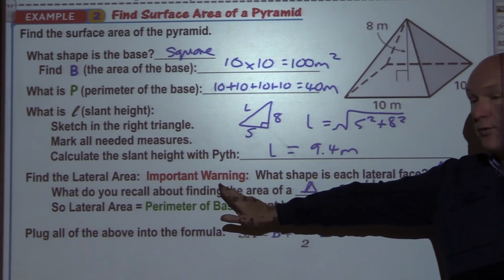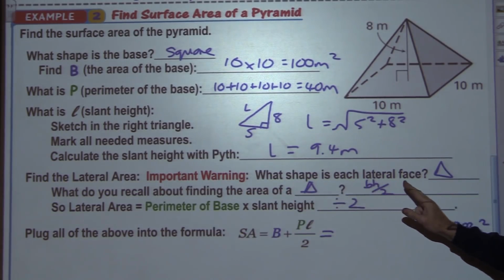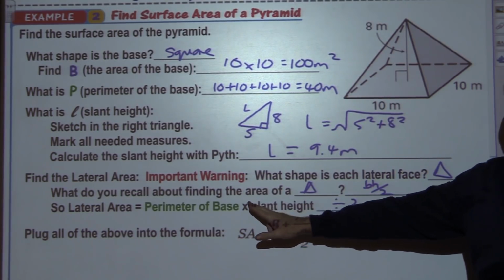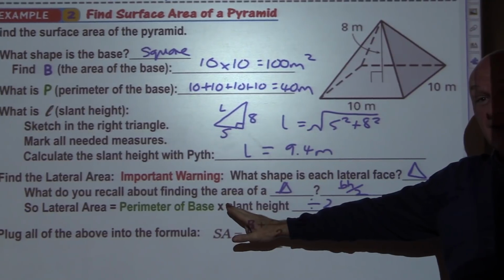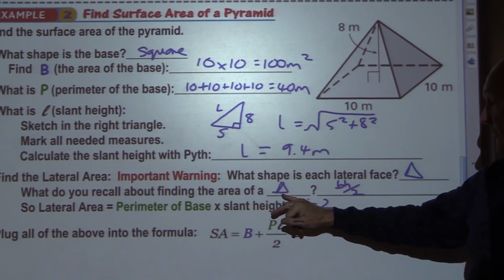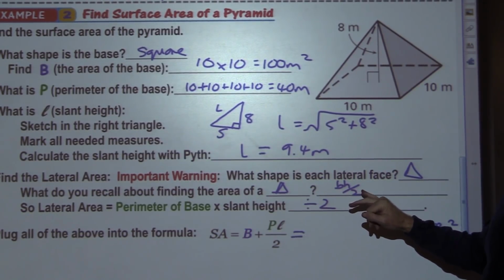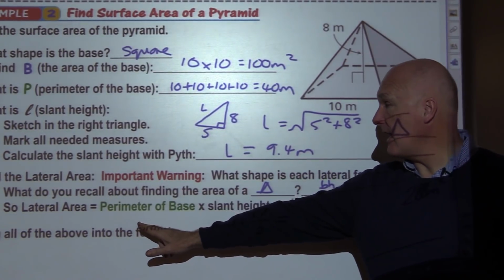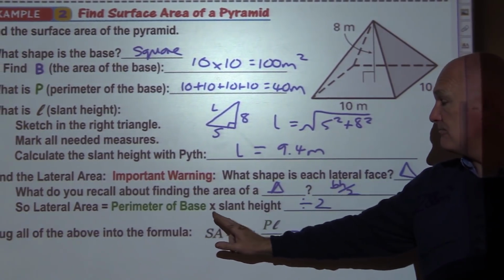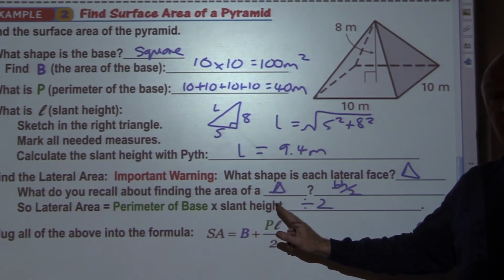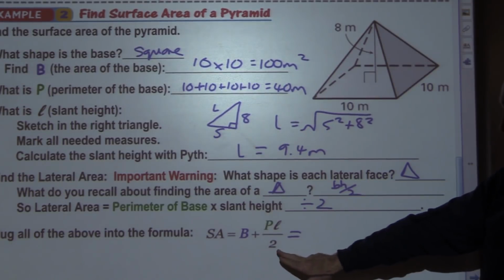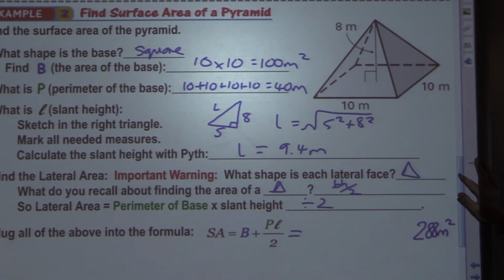Find the lateral area. Important warning. What shape is each lateral face? It's obviously a triangle, isn't it? What do you recall about finding the area? We did this back in chapter 8 with me. It was the area of a triangle is base times height divided by 2. Therefore, the lateral area is the perimeter of the base multiplied by the slant height divided by 2. And that's how we arrive at plugging in everything here.